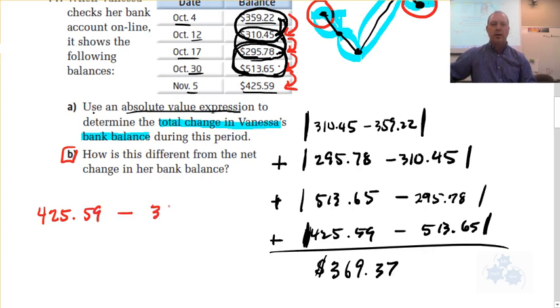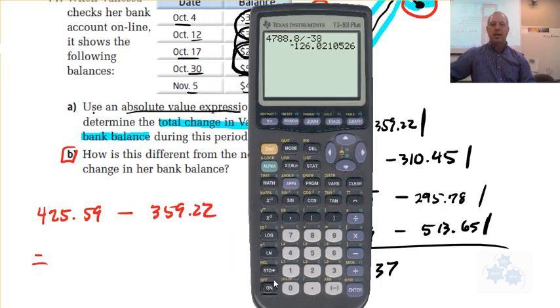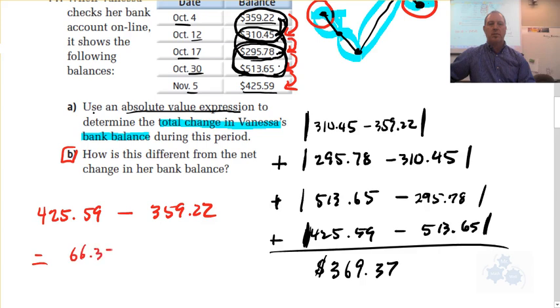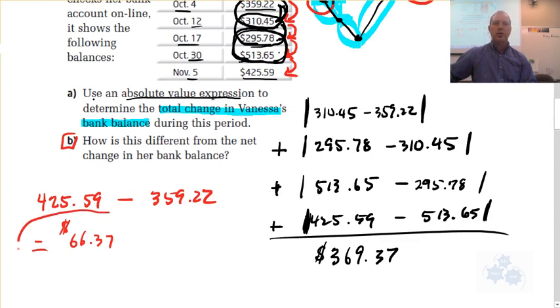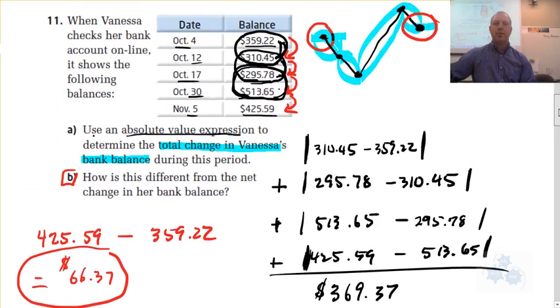So the net change would be your final balance minus your original balance, right? And when you calculate this, that's the total change. And then the positive and negative actually does mean something, right? So 425.59 minus 359.22. 66.37. That look right? So that's the net change. So not much from beginning to end, but all the changes combined. All right. Okay, good. Any questions about that?